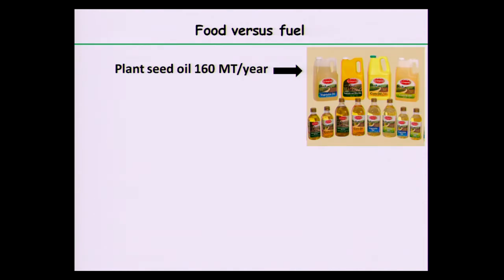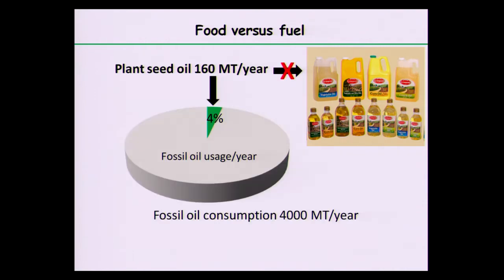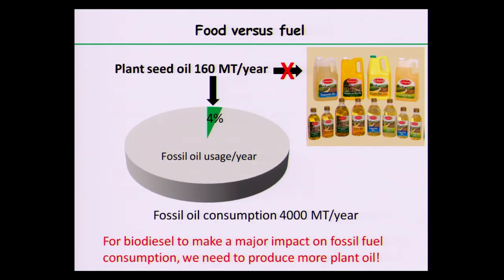Right now, our annual plant seed oil production is around 160 million tons a year, and most of this is usable for food. Our fossil fuel consumption is 4,000 million tons per year. So even if we used all this plant oil to make biodiesel, it could only replace a small fraction of fossil fuel usage. So for biodiesel to make an impact on fossil fuel consumption, we need to produce more plant oil.